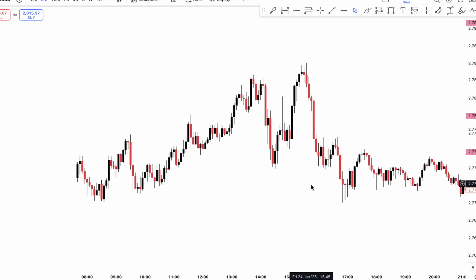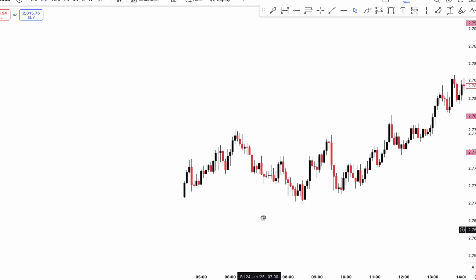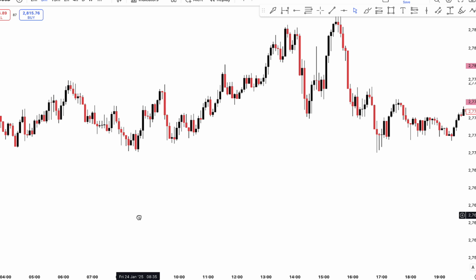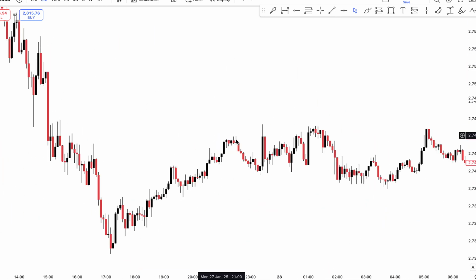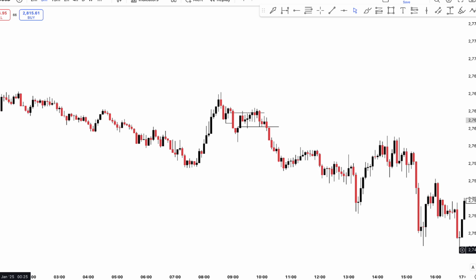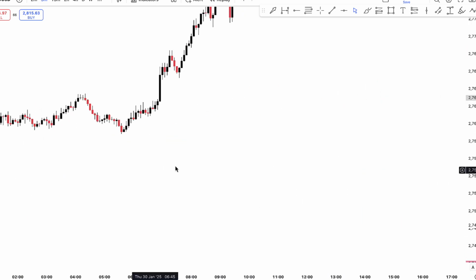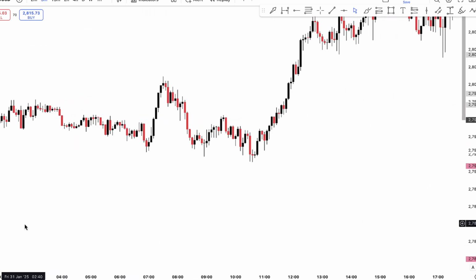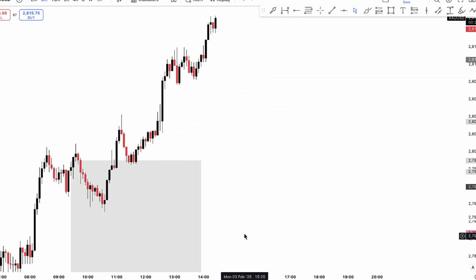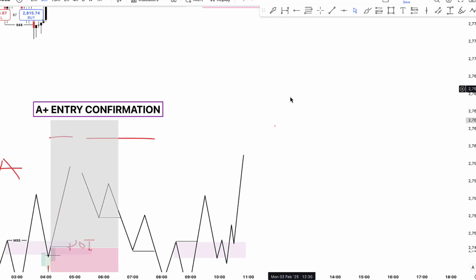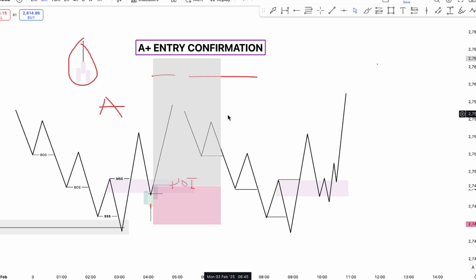So this is it for the swing high and the swing low. You just want to see the swing high form immediately if it touches your point of interest, or the swing low form immediately if it touches your point of interest. Then let's talk about the second type of entry confirmation, which is for the conservative traders.